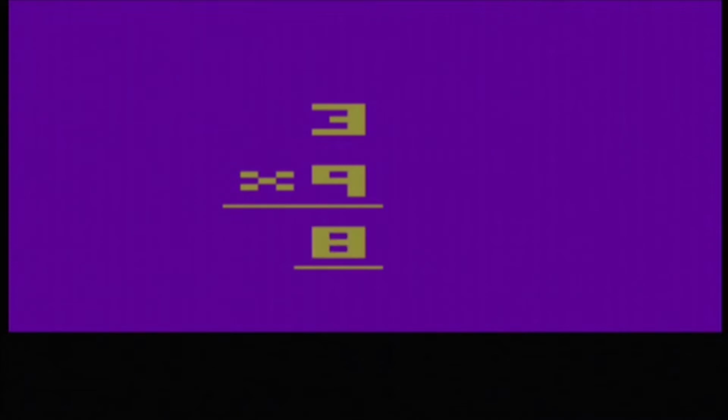A lot of times teachers tell you, or parents tell you to do your times tables. This is definitely a good game to tell you how to do that. And again, 10 out of 10, not bad. And of course, division.